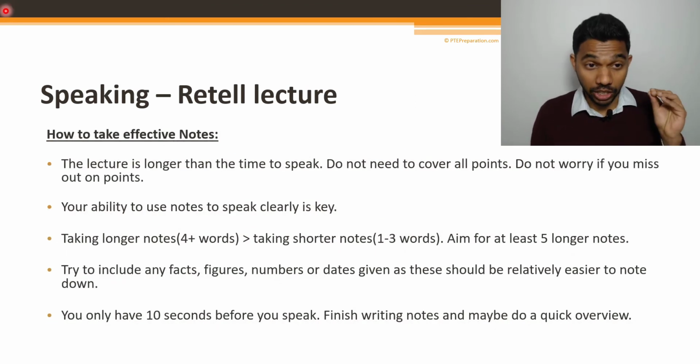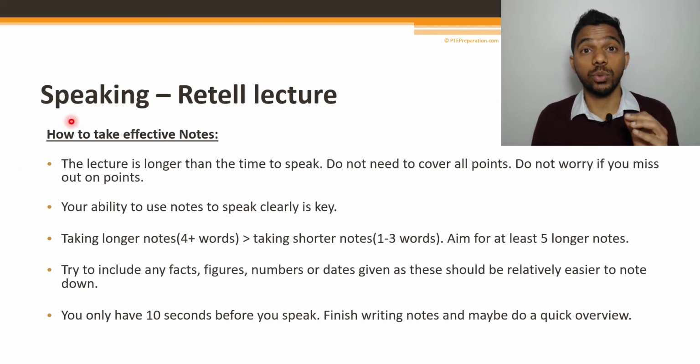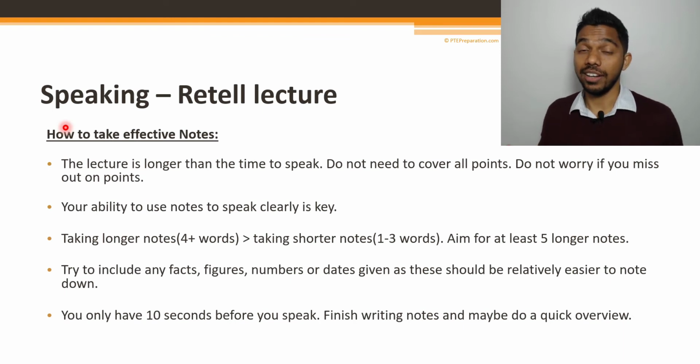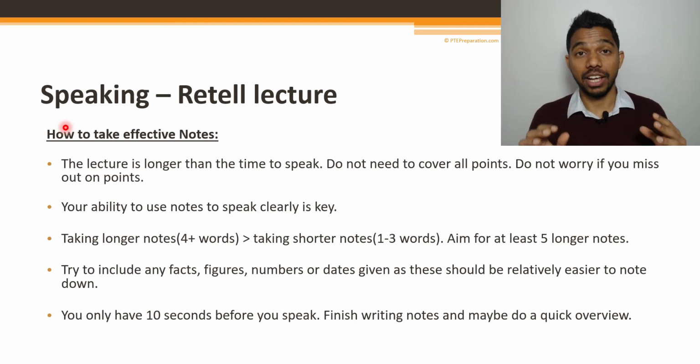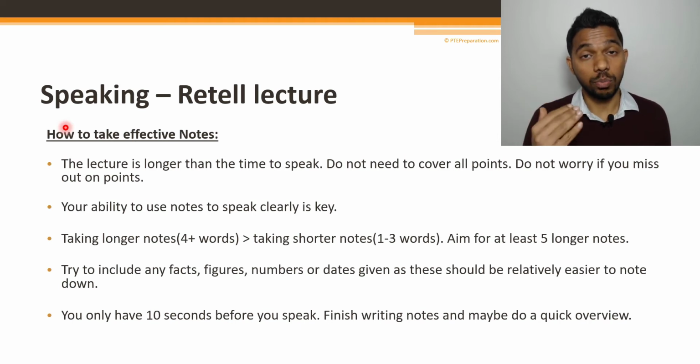Okay, now we're getting into the core part, which is how to take effective notes, which is what I believe is the most important part of the retell lecture. If you do not have good quality notes, there's no way that you're going to do well in this lecture unless you have a super strong memory, and just by taking down good notes, you can dramatically increase how you perform in this section.